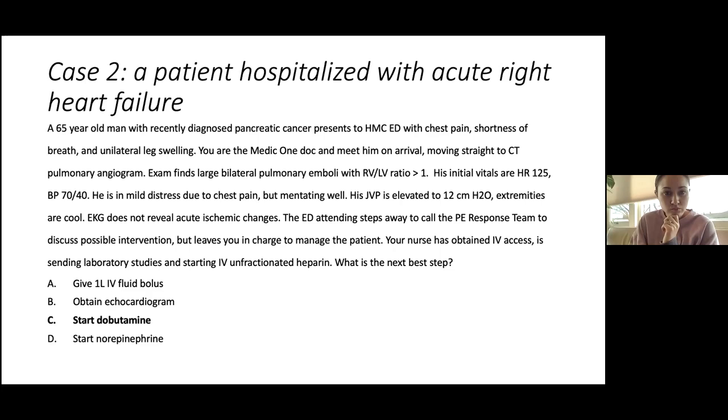Do we have any questions about this case? So I think this is a good time to go into some of the pathophysiology in the RV and talk a little bit more about why choosing an inotrope in this situation is the best option.